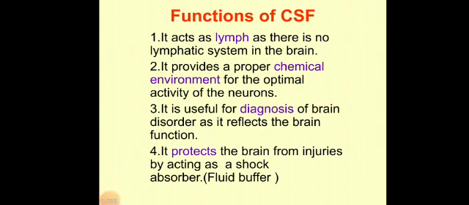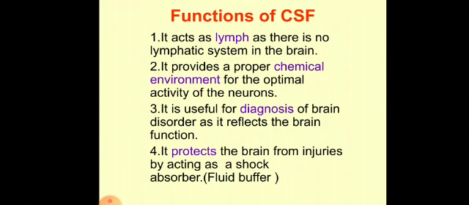So now let's see the functions of CSF. All these small topics like function, formation, circulation can come as 3 markers also for you all. When you look at the functions of CSF, I have summarized the points into some 8 to 9 points. The first function is that it acts as lymph, as there is no lymphatic system in the brain. That needs to be the first point which you put down. The second is it provides a proper chemical environment for the optimal activity of the neurons. The cerebral neurons function best when the CSF provides this perfect chemical environment.